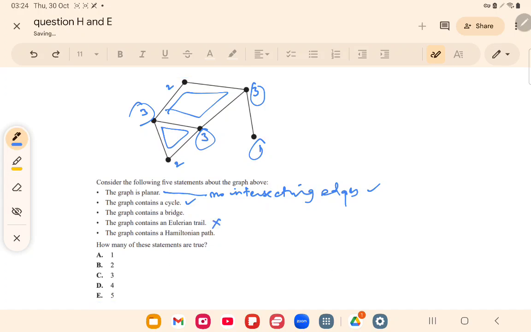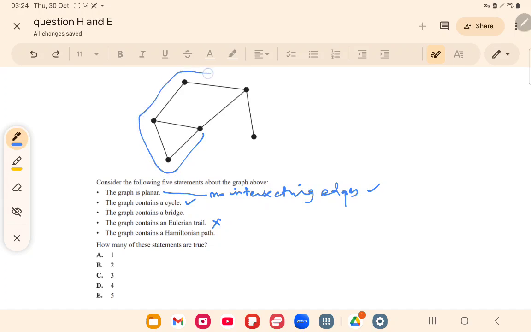Sorry, I missed the bridge. The graph contains a bridge. Yes, this one is a bridge because if you remove that particular edge, it disconnects this point here from the rest of the graph. The graph contains a Hamiltonian path. So let's see if the graph contains a Hamiltonian path. Wherever we start, we can go and visit every vertex once. So we can clearly see over here that we have 4 statements which are true, and the answer is D.